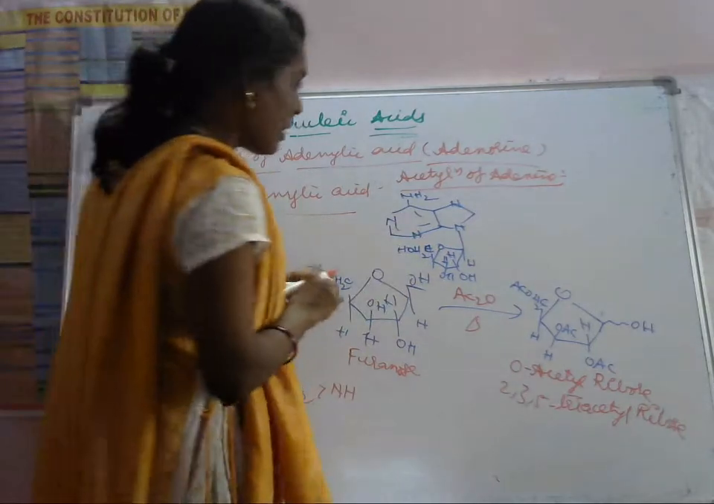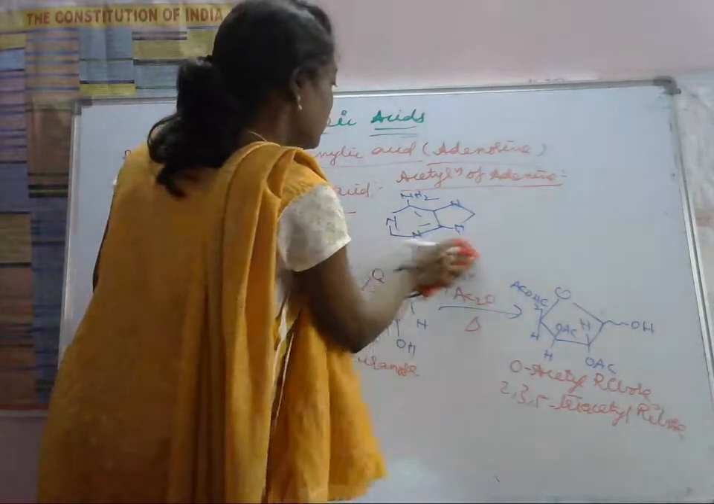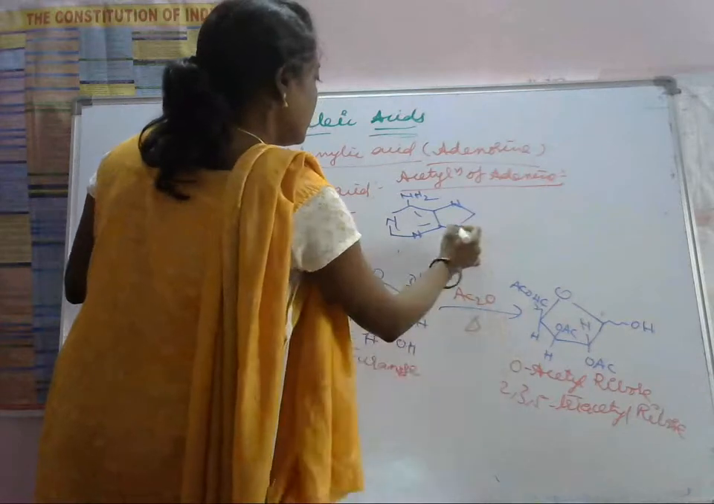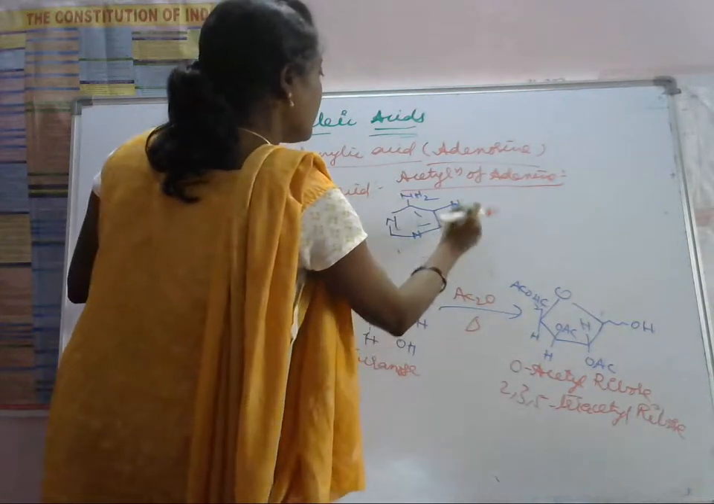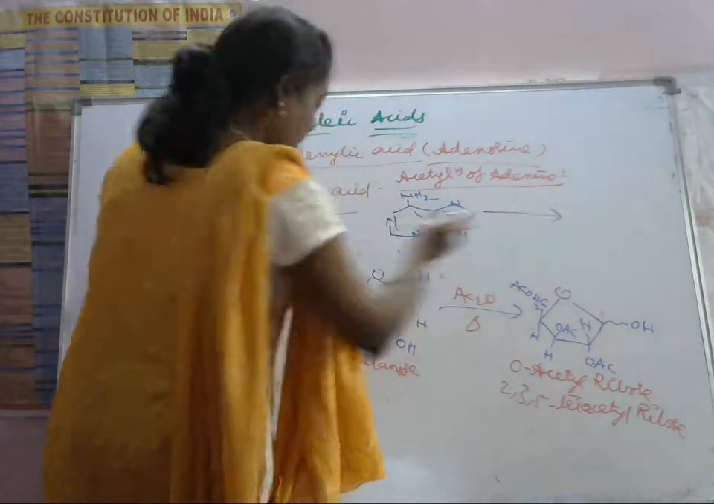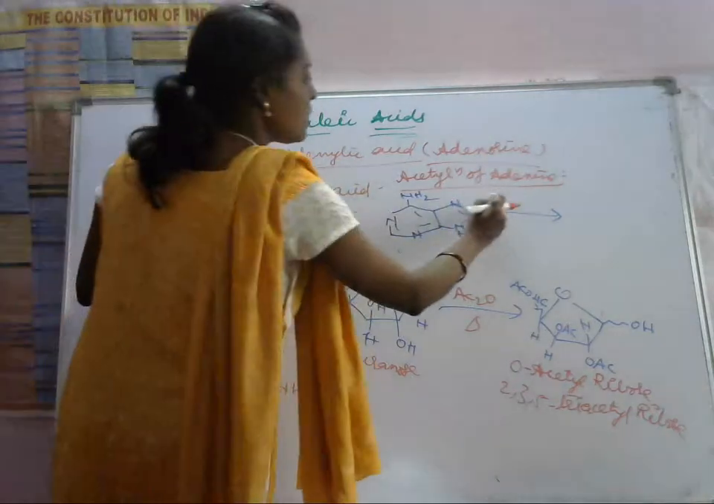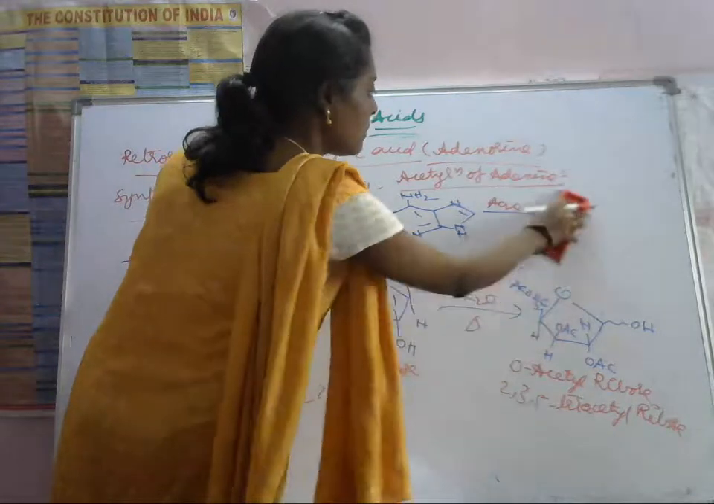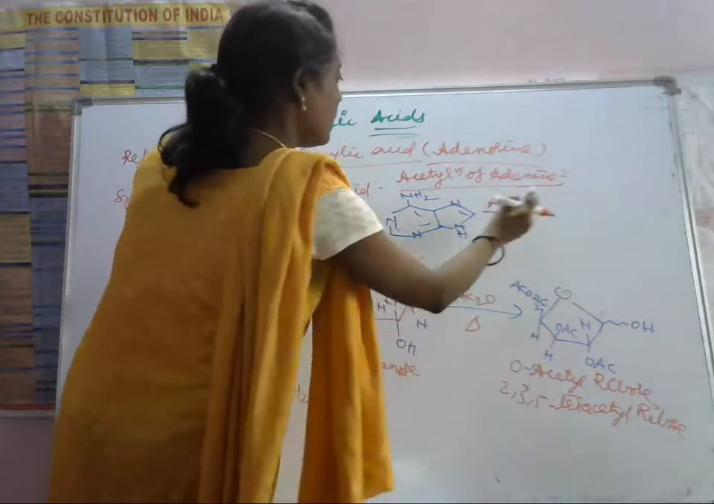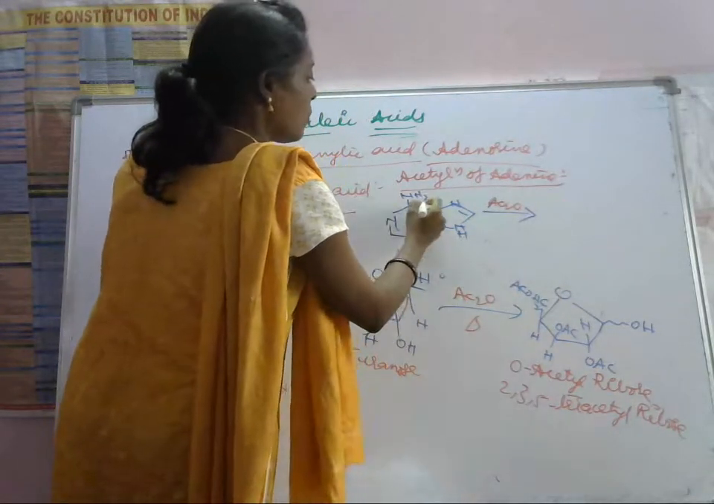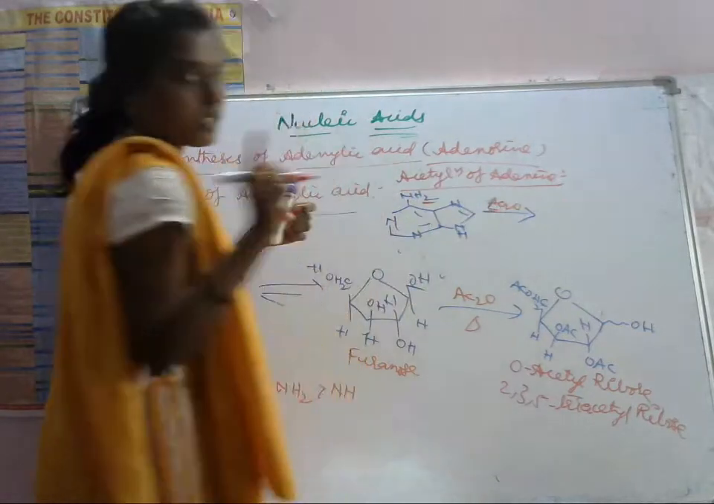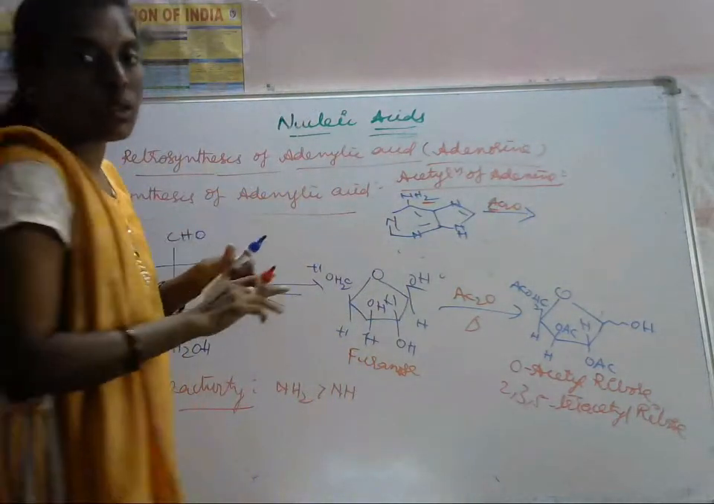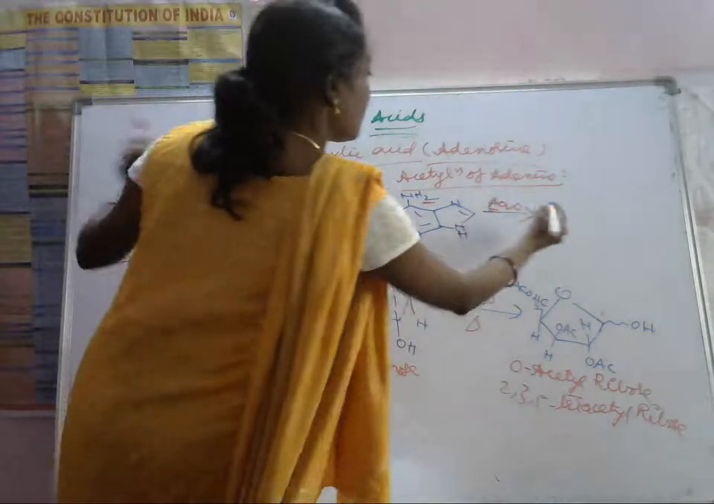Just, we have to take the adenine, not this one. Here an NH group will be there. What we have to do is the acetylation. If it is treated with Ac2O, what will we get? Here one of the hydrogens is replaced with one acetyl group. So let's see how it will happen.